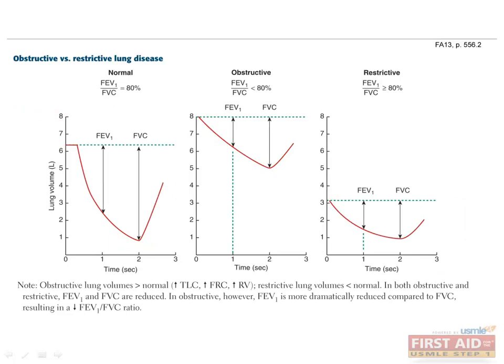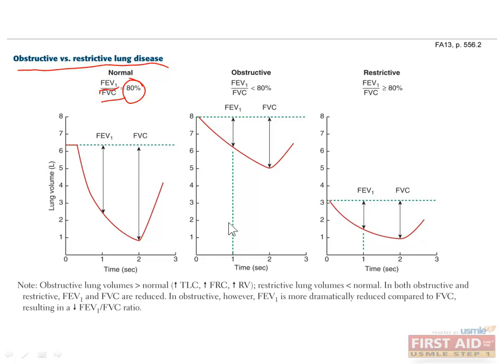Now let's compare obstructive and restrictive lung diseases. This is kind of a quick recap from the past couple of pages. As you recall, the FEV1 is the forced expiratory volume over 1 second and is influenced by lung compliance and elasticity. Forced vital capacity is the absolute volume of air that can be exhaled. In normal lungs, the ratio of FEV1 to FVC is approximately 80%.